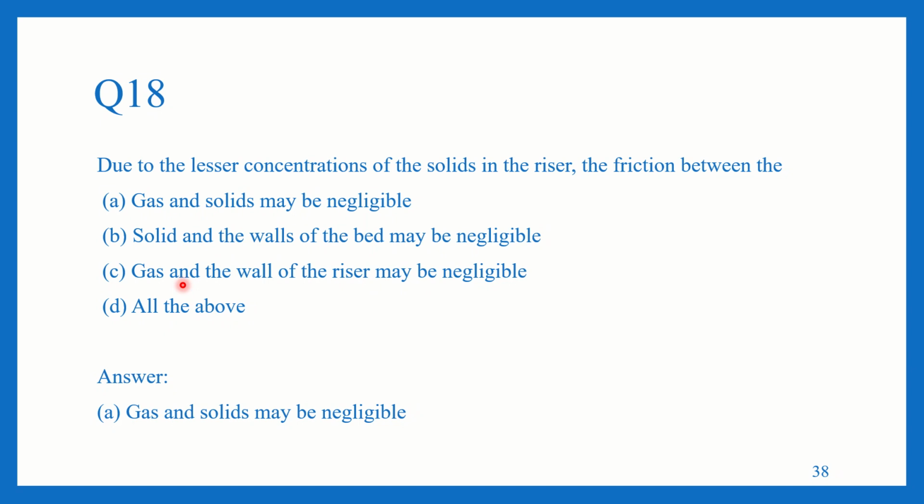So gas and solids, on the other hand, if there is a lesser concentration of solids, the gas would be freer to move. That is, the gas movement would not be affected by the solids movement. So the friction between the gas and the solids can be neglected, because gas movement would be taking place on its own, and the solid concentration is very low, so it would not be hindering the movement of the gas. So the friction between gas and solids may be negligible. So the answer to question 18 is option A, gas and solids friction may be negligible.